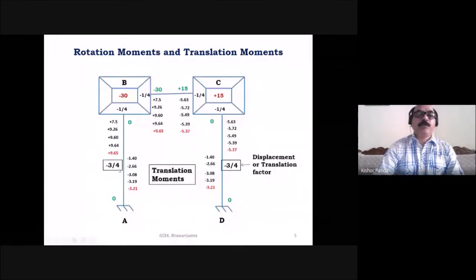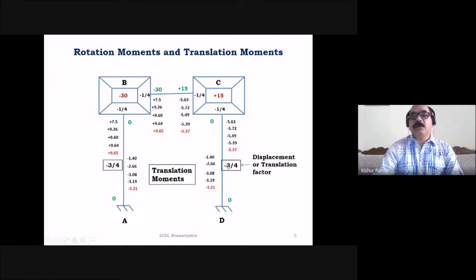You made one rectangular block. In that rectangular block, you write the displacement factor. This is the vertical member, so this is the midpoint. At the midpoint, this is the rectangular block, and here you write minus 3/4. And for CD also, here you write minus 3/4.